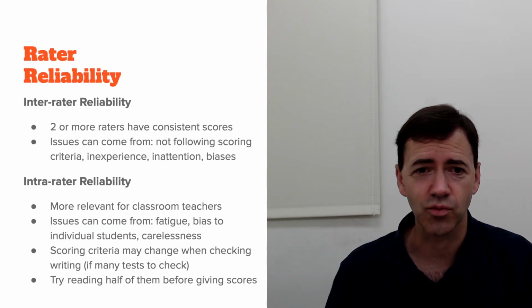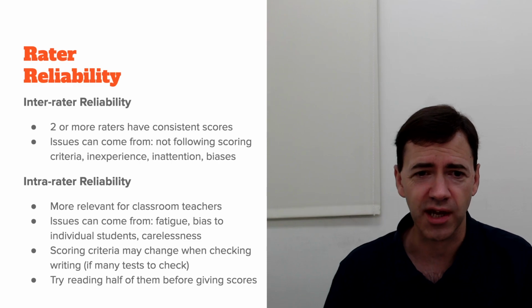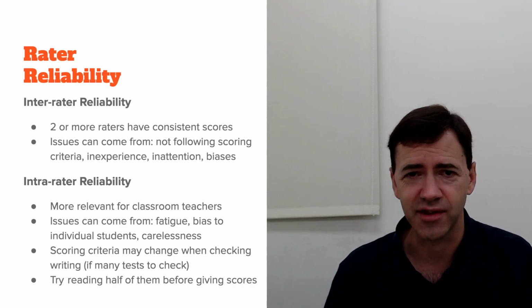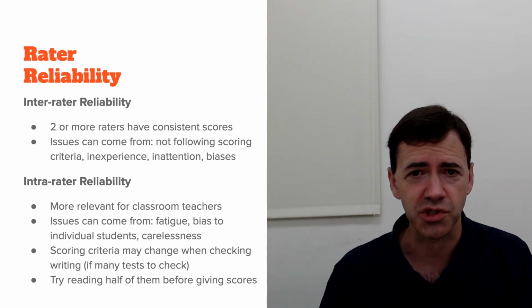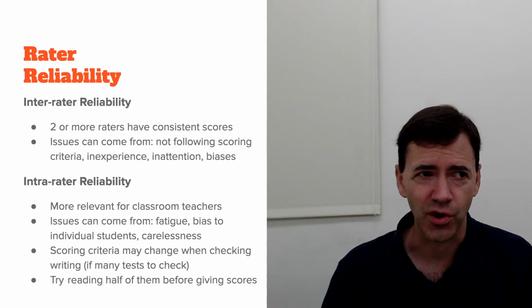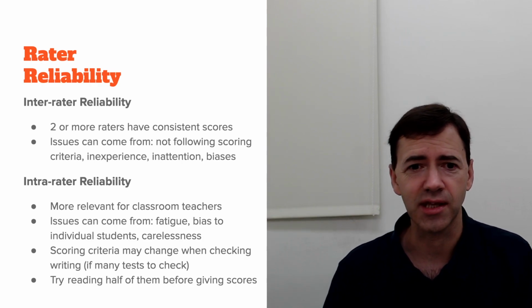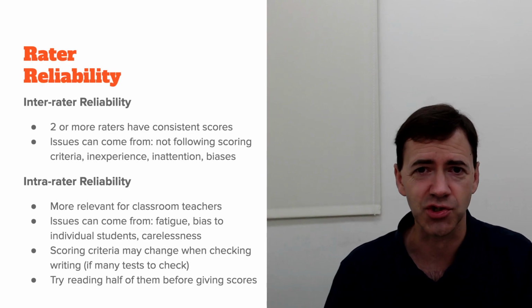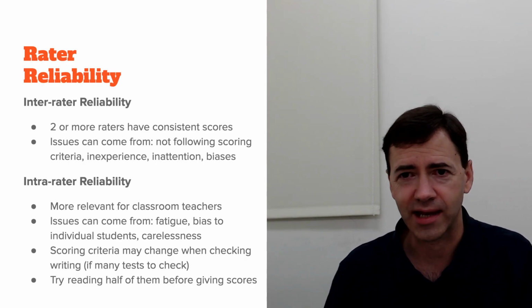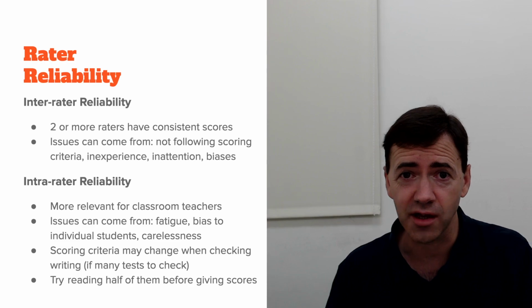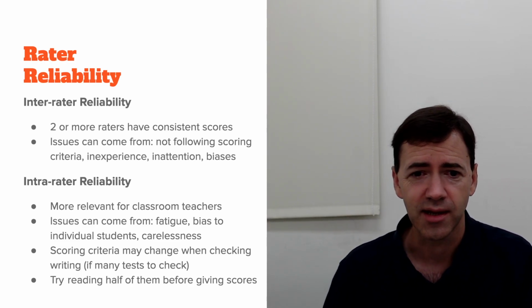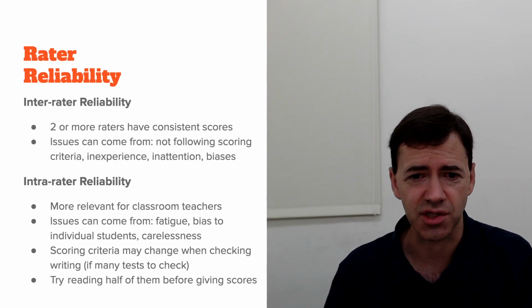Okay, another one is rater reliability. Now there's 2 types here that we're going to talk about. The first is inter-rater reliability, and this is when you have more than one person scoring. For your classroom tests, probably this won't be much of an issue. I doubt that you're going to ask other teachers to help you score. But maybe you're asked to judge some kind of writing contest or something like that, and then maybe this will become an issue. But basically, what you want is your 2 raters to have consistent scores.